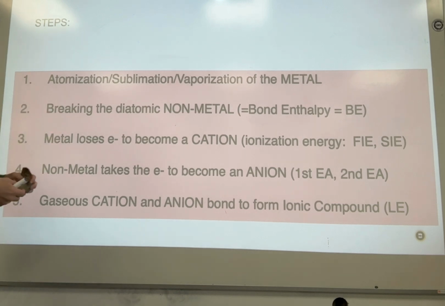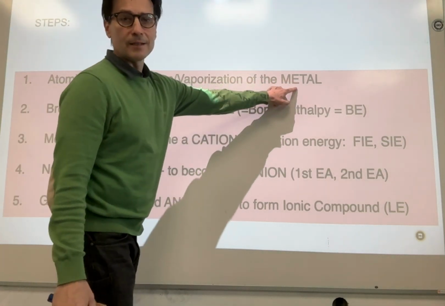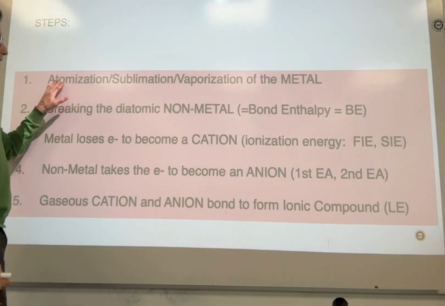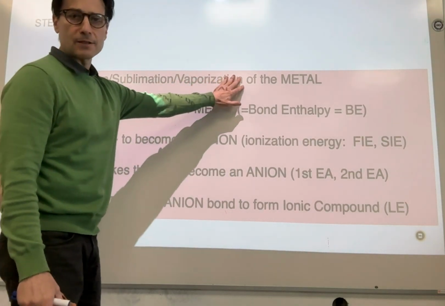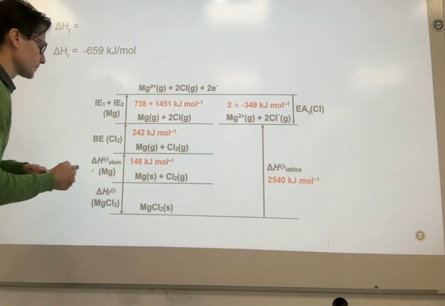These are the ones that are definitions on the activity that we did. But here's the basic idea. Step one, you got to turn that metal into a gas. So atomization, sublimation, vaporization of the metal. That's going to be step one. That's this step right here.